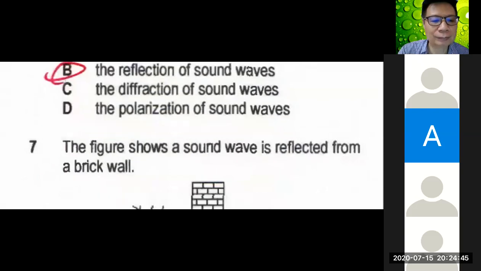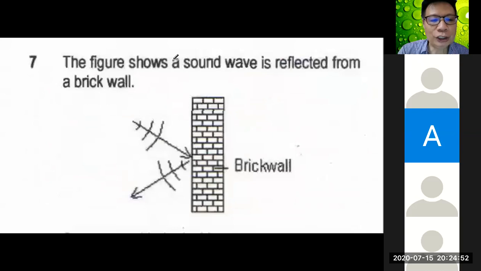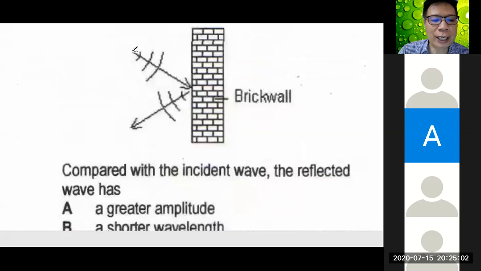Number 7. Figure shows a sound reflecting from a wall. Okay, the sound hits the wall and gets reflected. Now the question: compare with the incident wave. This is the incident wave, this is the reflected wave. Now they ask you, which one is the answer? Comparing the incident with the reflected wave, which one is the answer?